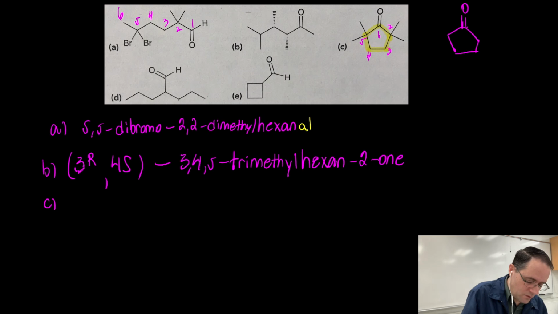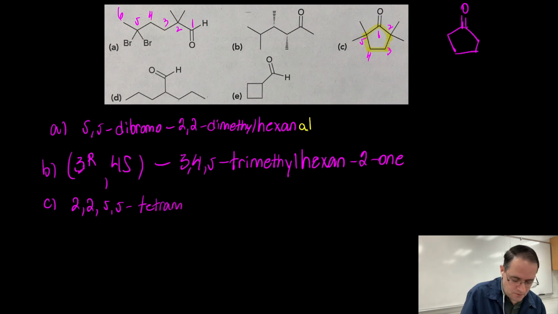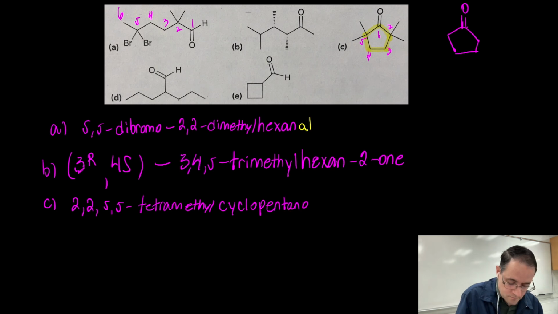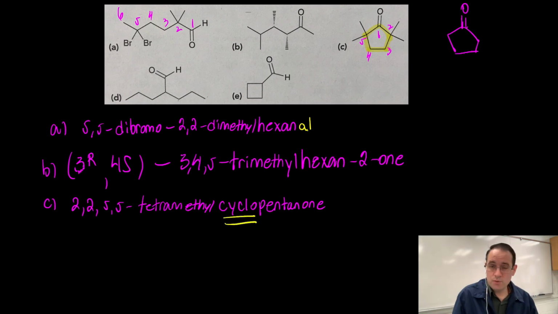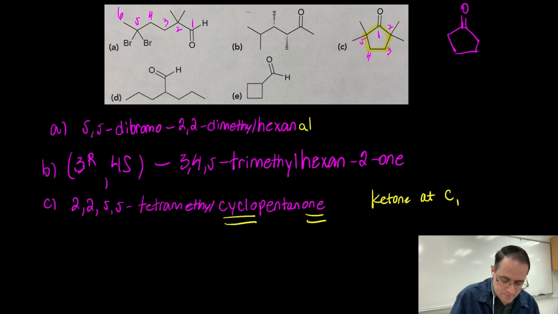So the name of this is going to be 2,2,5,5-tetramethyl, okay? And you just need to say cyclopentanone here on the end. If you're taking notes as you're watching this video, you might make a note that when you have a cyclic system, your ketone is always at number 1. Okay, it's at carbon 1.